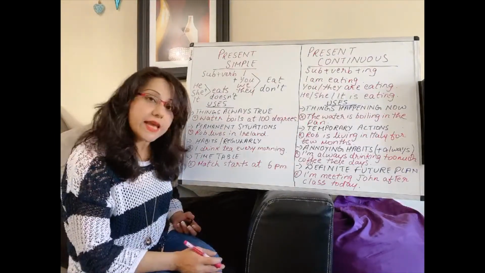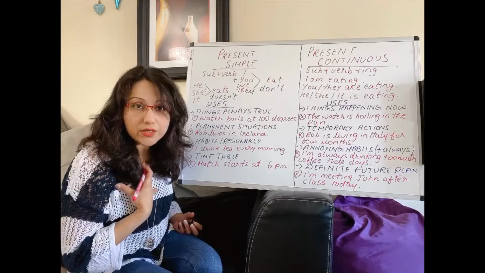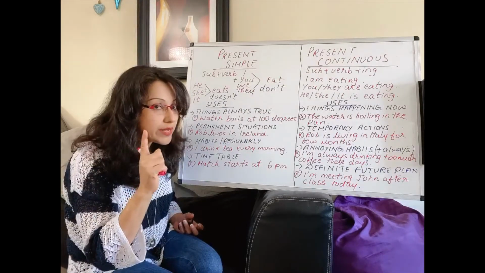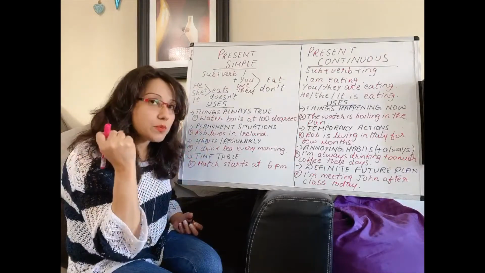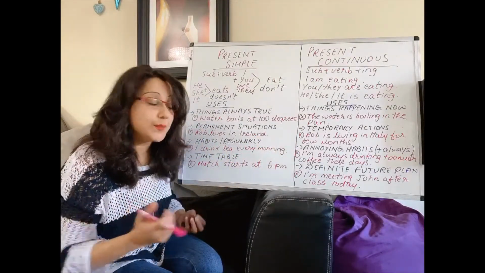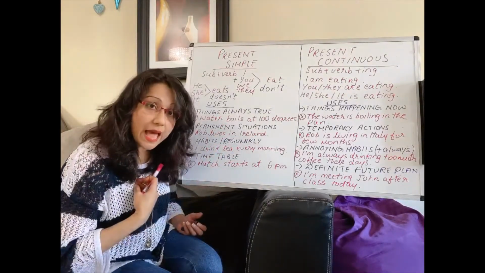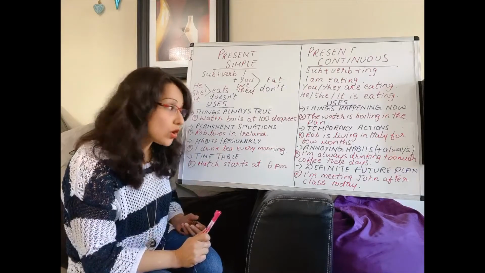I drink tea every morning. This is a habit of mine. I always do that. All right, so one thing that you have to remember is present simple is permanent. Continuous is something which is temporary. All right, so like I said, habit, I drink tea every morning. This is my habit, and I use present simple to talk about that.